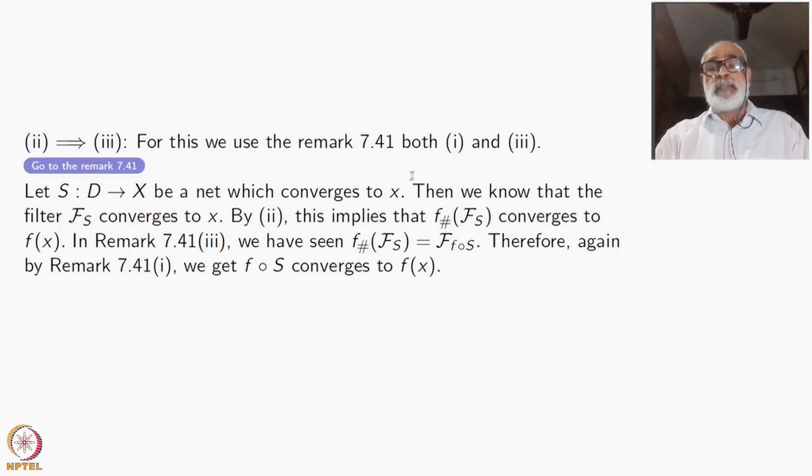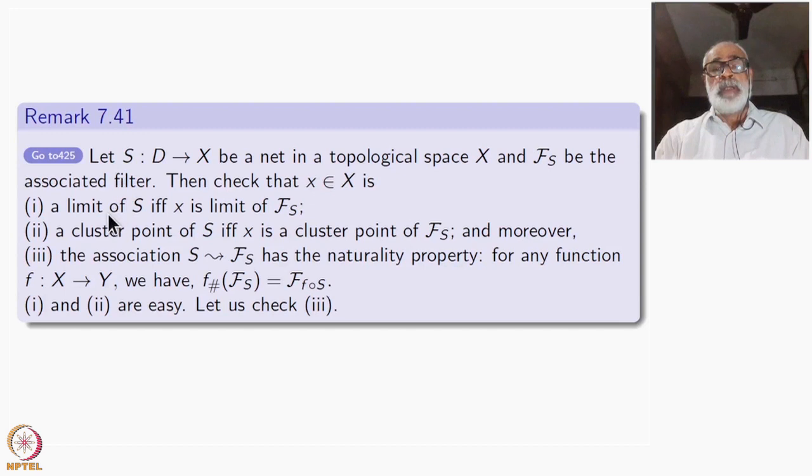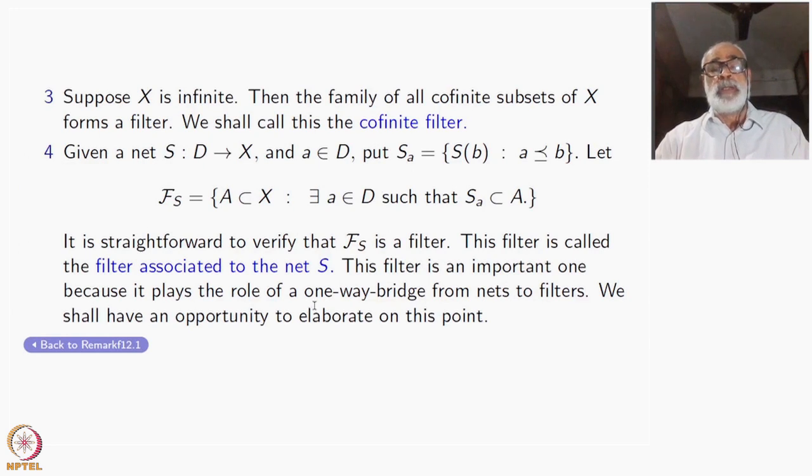For this, we use remark 7.41, both 1 and 3. So let me just show you 7.41, what it was. Just now we have done that, but let me show you that one. Namely, 1 and 3. The association here: x is a limit point of S if and only if x is a limit point of F_S. So this is the statement from a net to a filter, right? The third one is the association of f check of F_S equal to this one. So both of them will be used, is what I just told you. That's all.